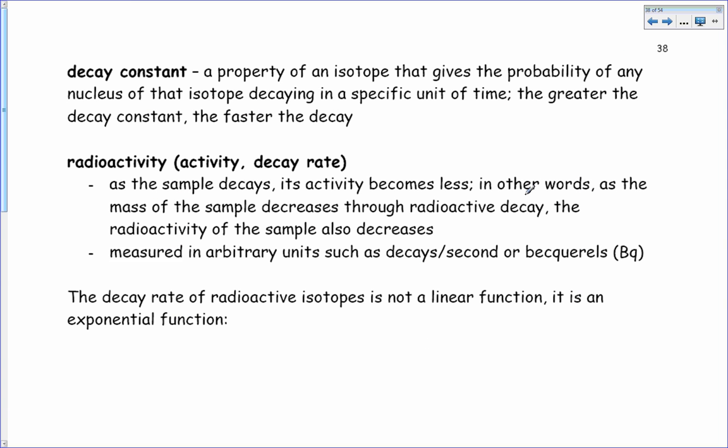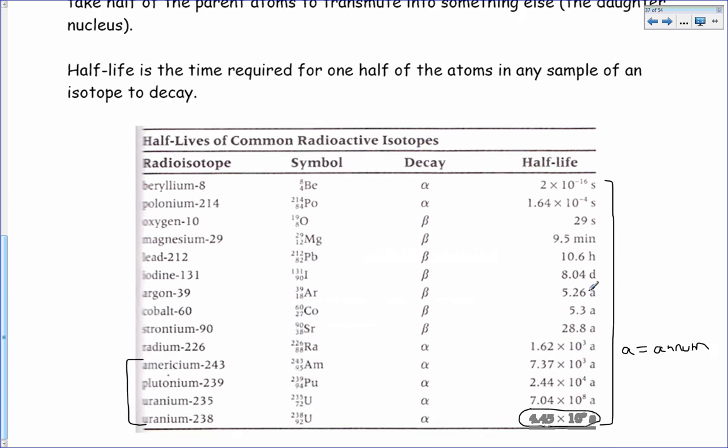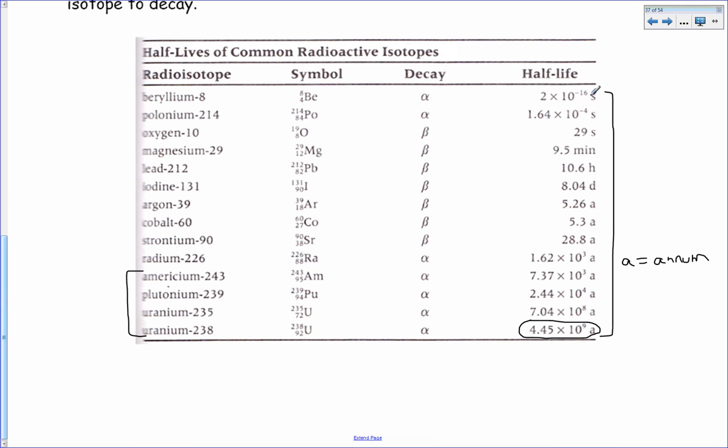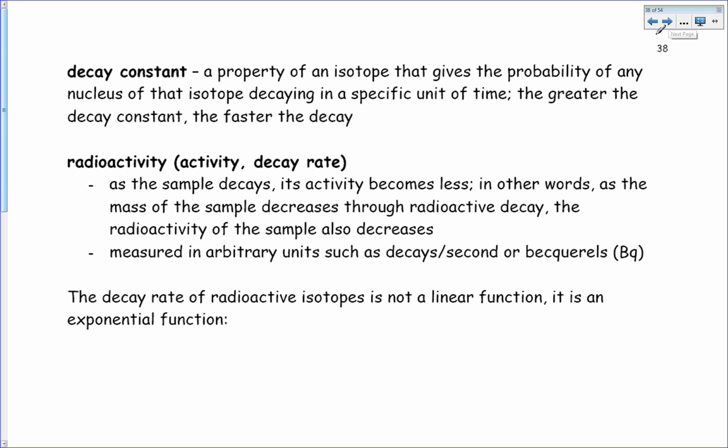A decay constant is a property of an isotope that gives the probability of any nucleus of that isotope decaying in a specific unit of time. The greater the decay constant, the faster the decay. And then radioactivity, which is also called activity, also called decay rate: as a sample decays, its activity becomes less. So if you go back to this list, as beryllium decays, which it does really fast, the radioactivity left in the sample of beryllium becomes less, right? It's not as harmful.